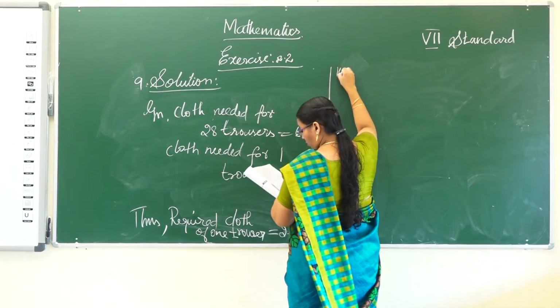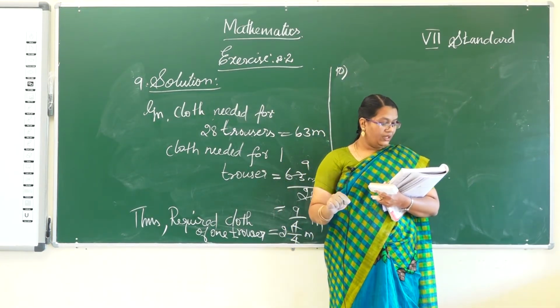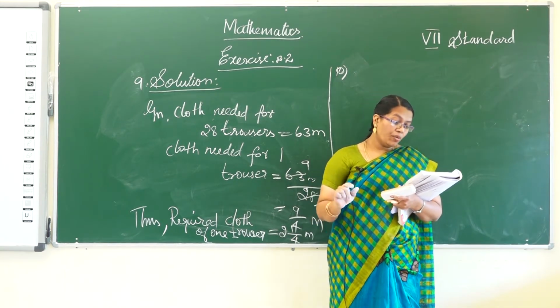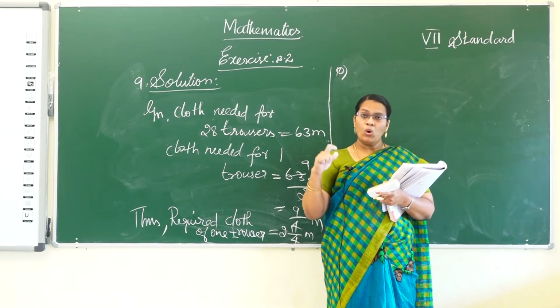Now see the 10th problem. Okay, what is the 10th one? After traveling 40 kilometer, Ramu found that he had covered only 4/5 of his total journey. Find the length of his whole journey.